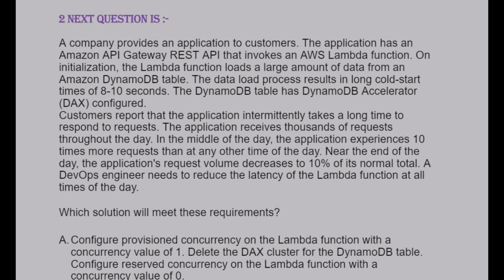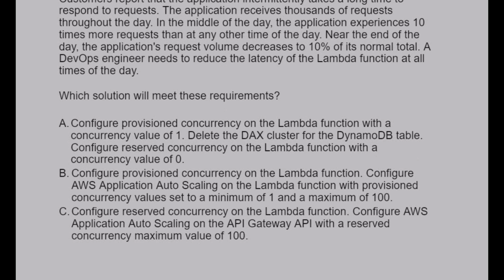A DevOps engineer needs to reduce the latency of the Lambda function at all times of the day. Which solution will meet these requirements? Option A, configure provisioned concurrency on the Lambda function with a concurrency value of 1. Delete the DAX cluster for the DynamoDB table. Configure reserved concurrency on the Lambda function with a concurrency value of 0.